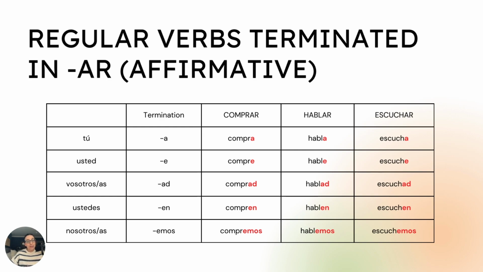The same is going to happen with escuchar. We're going to drop the AR and we're going to add, for tú, the A, escucha. Usted, we're going to add the E, escuche. Vosotros or vosotras, we're going to add the AD, escuchad. Ustedes, we're going to add the EN, escuchen. Y nosotros, nosotras, we're going to add the EMOS, escuchemos.